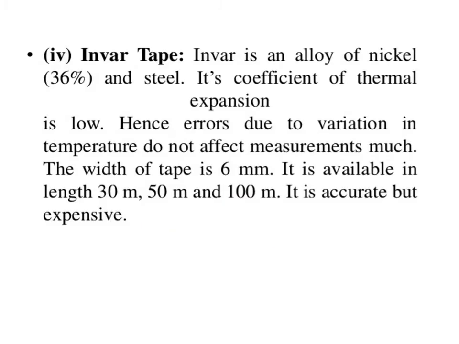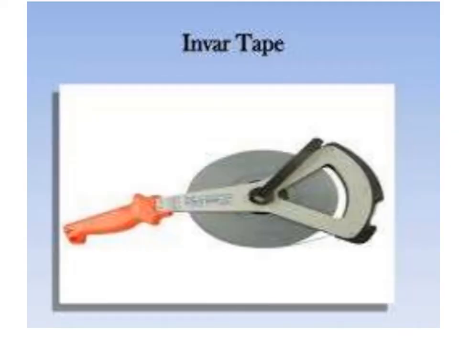This slide refers to Invar tape. Invar is an alloy of nickel and steel. Its coefficient of thermal expansion is low, hence error due to variation in temperature do not affect the measurement much. The width of tape is 6 mm. It is available in length 30 meter, 50 meter and 100 meter. It is accurate but expensive. This slide refers to image of Invar tape indicating handle and winding arrangement.